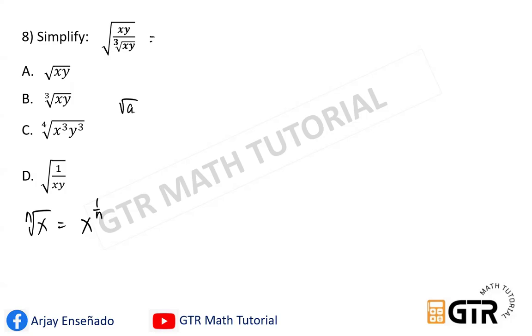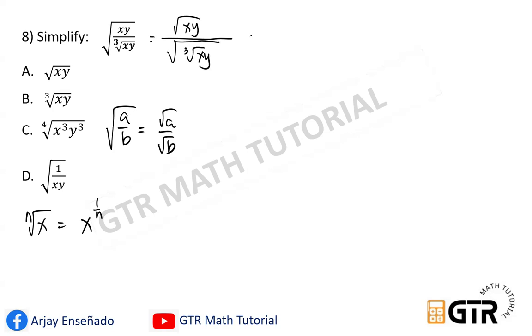If we have the square root of a over b, that is equal to the square root of a over the square root of b. Okay? So let's just distribute this. So we have the square root of xy over the square root of the cube root of xy. Now let's convert this to rational exponent. The numerator can be written as xy raised to 1/2. For the denominator, express the cube root of xy first, that is xy raised to 1/3.